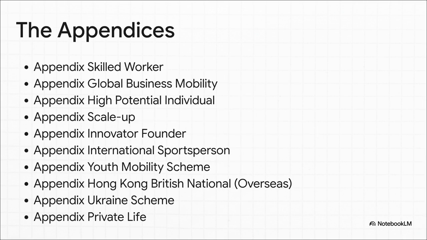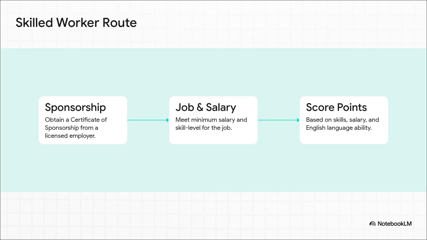But here's where it just gets wild. That simple map of a few corridors, it explodes into this, a massive, sprawling list of individual appendices. And each one of these is its own highly specific pathway, with its own dense, complicated rulebook. You've got skilled worker, global talent, scale up, private life. Honestly, the list just goes on and on. So how on earth does anyone navigate that list?